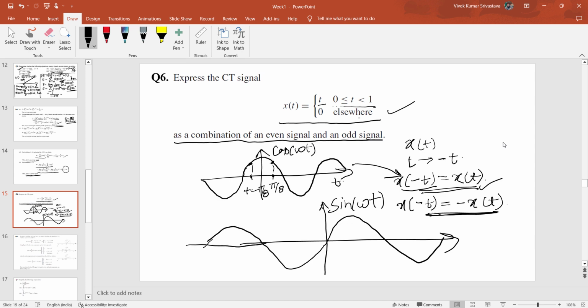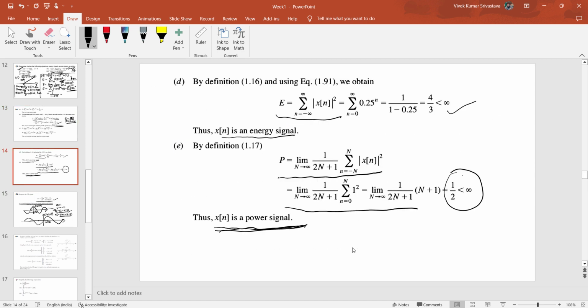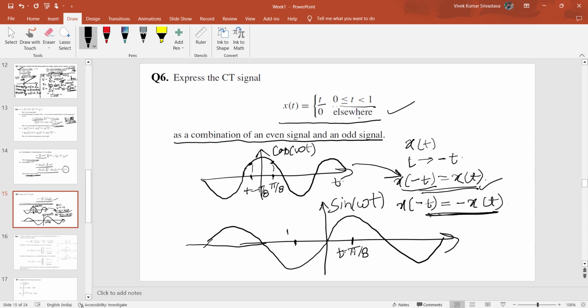Okay, so here you can say that once you put t equals pi by 8, and once you replace t as minus pi by 8, you will get the same value, but the sign will be opposite, because of the anti-symmetricity. So this kind of signal is known as an odd signal. So this even and odd part of this signal is what we have to determine here.